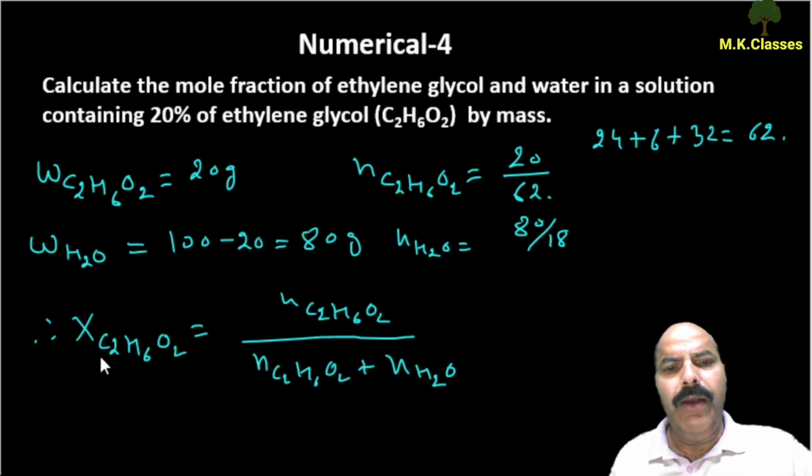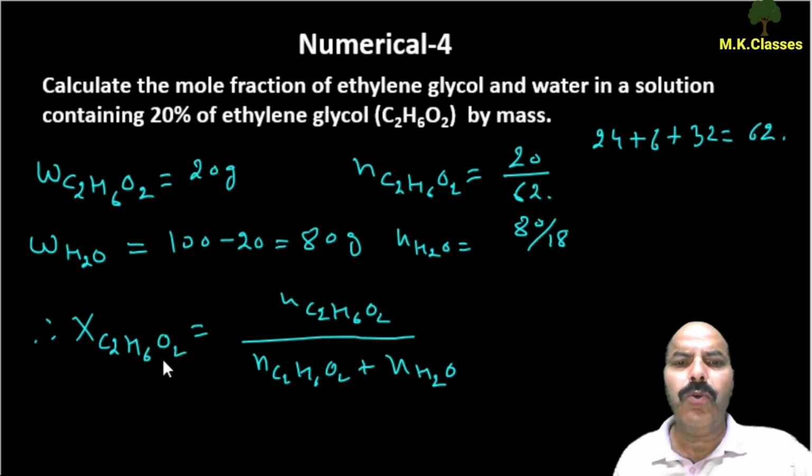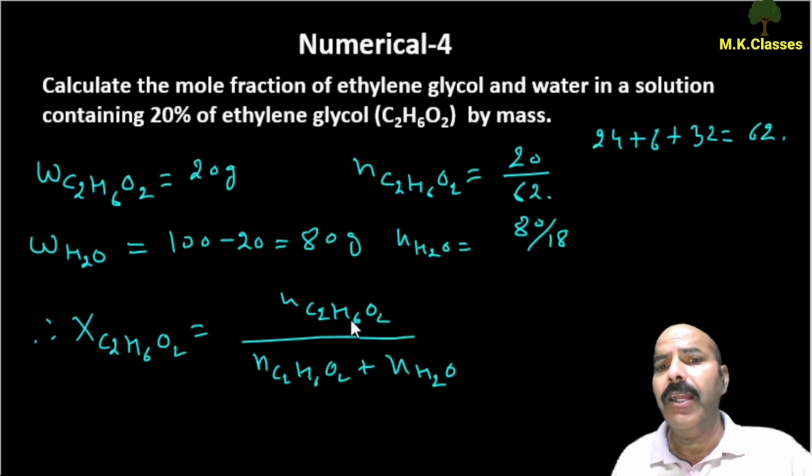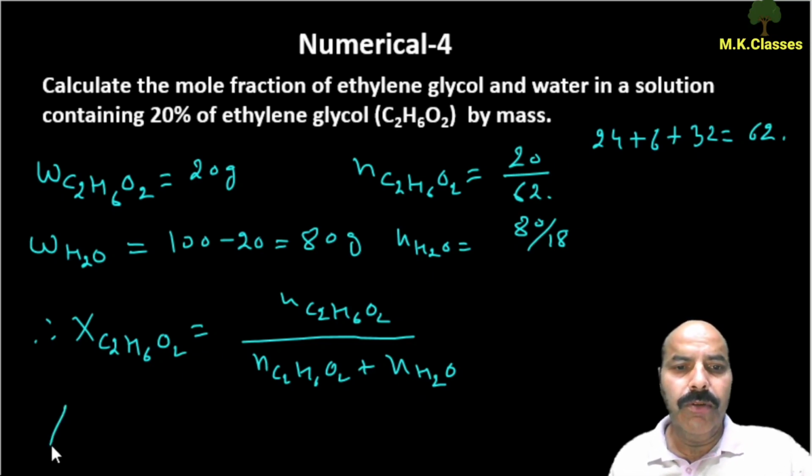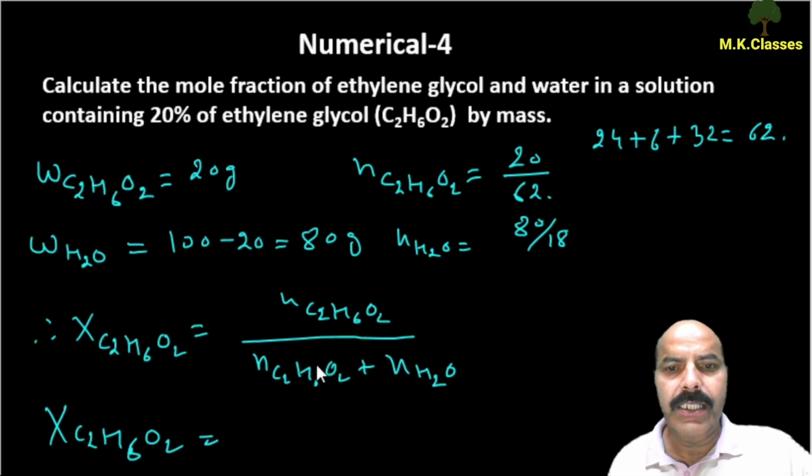Because we have to find out the mole fraction of C2H6O2, that is the ethylene glycol, beta, that is the ratio of the number of moles of this ethylene glycol to the total number of moles of the solution, and that solution is the sum of the number of moles of ethylene glycol and that of number of moles of water, beta. So put these values over here, so this way we can find out the C2H6O2, beta, that is your 20 upon 60.